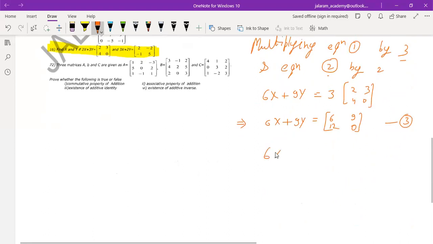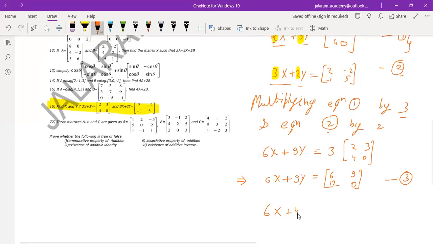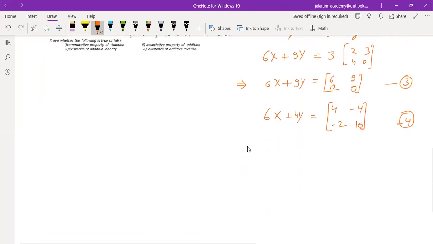So 3 2s are 6x plus 2 2s are 4y equals to, now I am going to multiply this matrix directly by 2. So 2 2s are 4, 2 into minus 2, minus 4, 2 into minus 1, minus 2, and 2 into 5, 10. Then subtract equation number 4 from equation number 3.